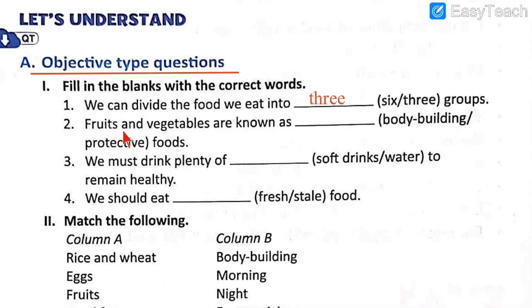Number 2, fruits and vegetables are known as dash foods. Fruits and vegetables come in the category of protective food, not bodybuilding, because bodybuilding food we already know. Milk is bodybuilding, also egg and chicken, but here it is asked about fruits and vegetables, so they come in the category of protective food. So the answer is protective. Fruits and vegetables are known as protective foods.